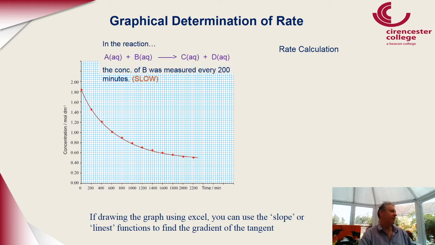Okay, so here's our reaction. A plus B makes C plus D. Concentration of B, so this graph is with respect to B. Okay, so it's measured every 200 minutes.